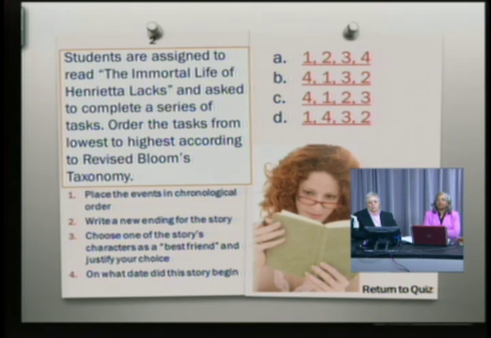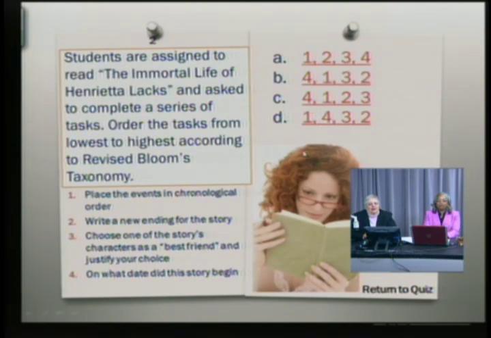Do I need to repeat those choices? Well, I can't see it, so it's kind of hard. A, number one, place the events in chronological order. Number two, write a new ending for the story. Number three, choose one of the story's characters as a best friend and justify your choice. Or four, on what date did the story begin? Out of those four, what is the lowest level? Number four. So you think D is the correct choice? She said number four is the lowest level.